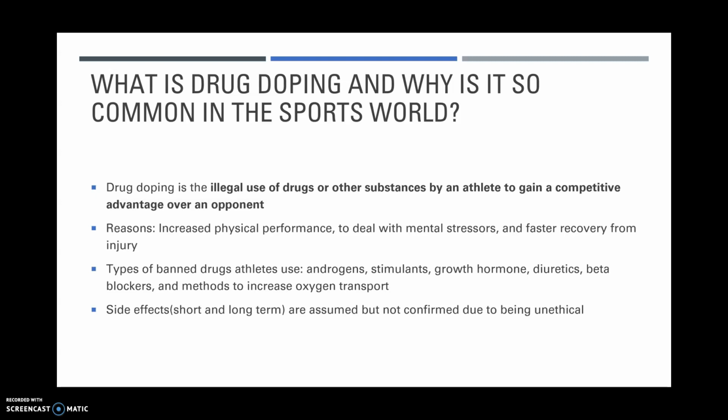And the last is methods to increase oxygen transport. This allows athletes to increase the amount of oxygen in their blood that is allowed to get to the muscles. This increases physical performance. All of these have side effects that are short and long-term, but they cannot technically be confirmed due to the unethical factor of allowing somebody to be on these illegal substances, so all the short and long-term effects have to be assumed.